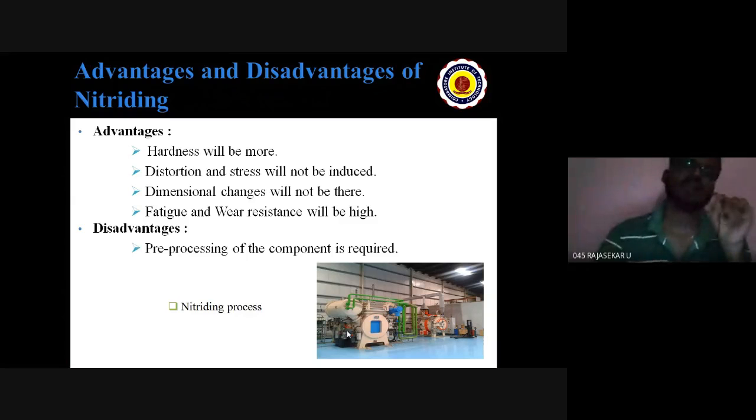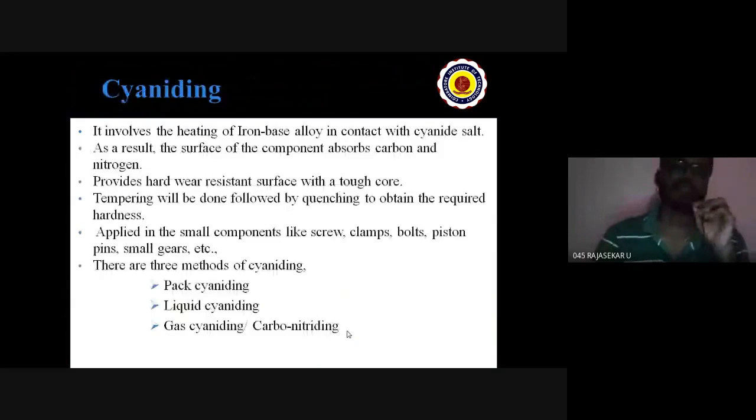Then the next process is cyaniding. It involves the heating of an iron-based alloy in contact with cyanide salt, that is, a cyanide-rich salt. As a result, the surface of the component absorbs both carbon and nitrogen and forms a very hard layer. It provides a hard, wear-resistant surface with a tough core. And tempering will be done as in every other process above. Tempering will be done followed by quenching to obtain the required hardness.